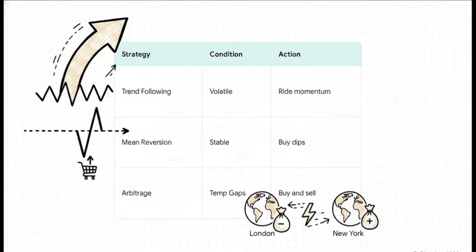This relies on temporary pricing gaps across different global exchanges. If the exact same asset is a tiny bit cheaper in London than in New York, boom, the bot buys the cheaper one and instantly sells the more expensive one.